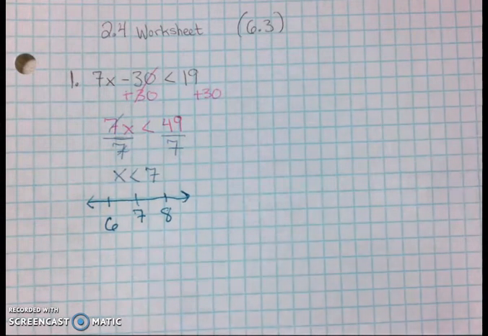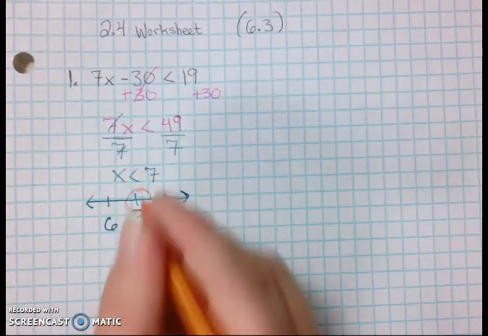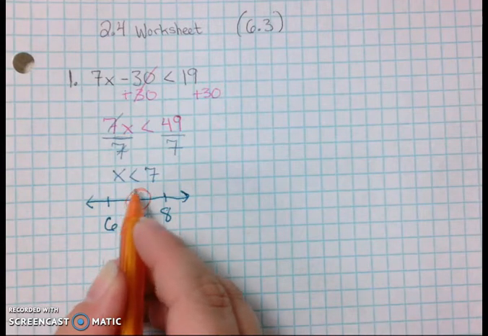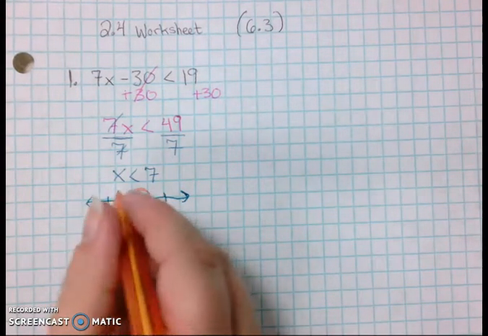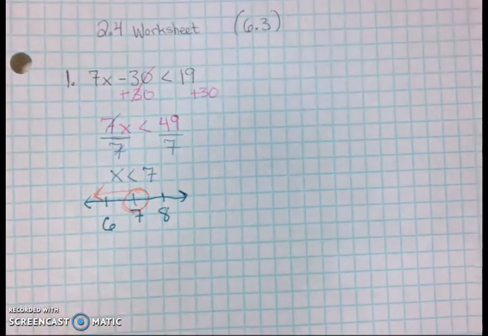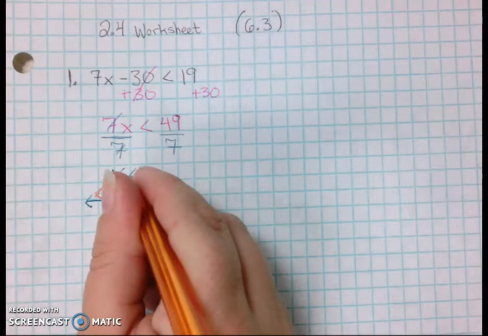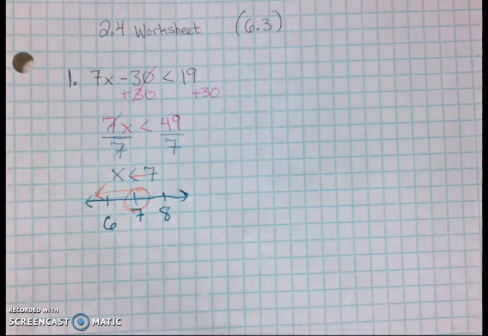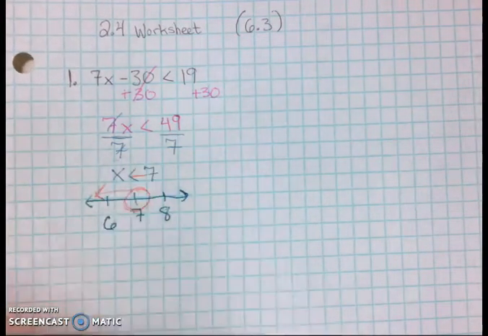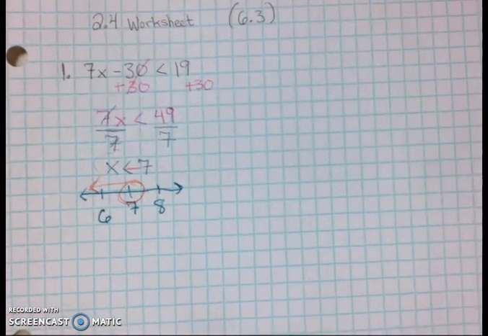And then we circle our number, circle the 7. And I look, it doesn't have a line underneath, so I'm going to keep it open. And less than 7, so it goes to the left. Remember, the trick is if it points to the left, it goes to the left. Remember that your variable has to be on the left side, otherwise you have to flip it if it's not.